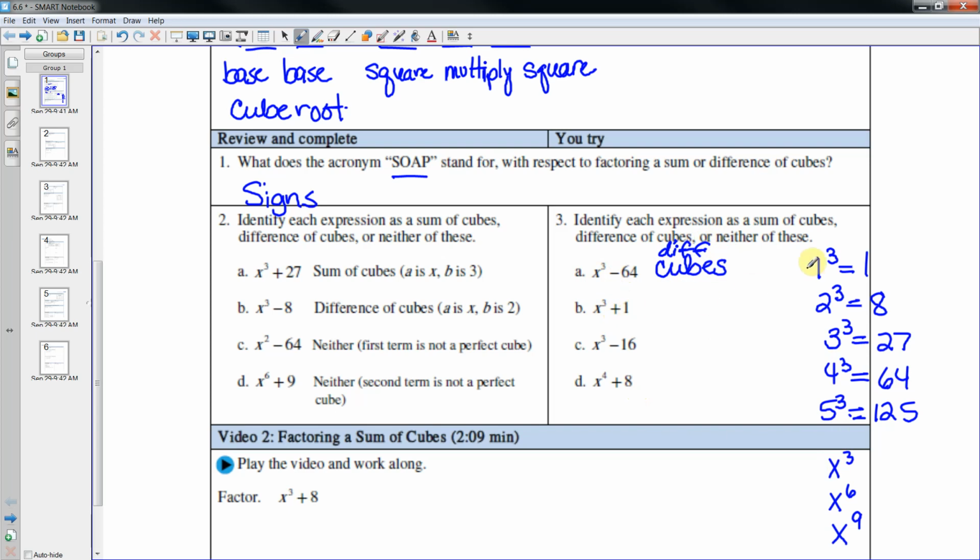X cubed plus 1. 1 is always a perfect square, perfect cube, anything. And I have an x cubed, so this is the sum of cubes. X cubed minus 16. I've got an x cubed, but this 16, I don't see it anywhere on my number list. So this one is neither. It's not a perfect cube to be able to factor. X to the 4th plus 8. I see an 8. The 8 works, but the x to the 4th is not a perfect cube. So this one is also neither. So both of them have to be perfect cubes.